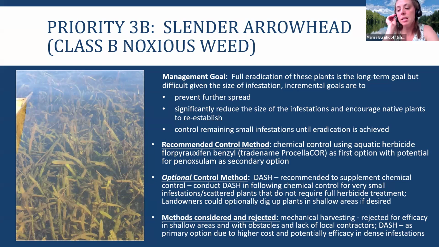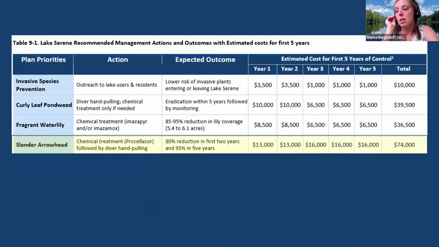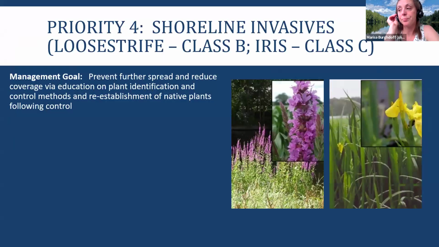So that is slender arrowhead. And again, we've already shown both of these before, but these are the 2 chemicals that are possible. So again, I've just put the health and safety information from the plan in here. So this is our slender arrowhead. Now, the Procelicor is more costly than the lily treatment, but we anticipate, and this expected outcome is a bit of a guess based on the lab results, we're saying 80% in the first 2 years and 95% in 5 years, but we'll again have more data next year.